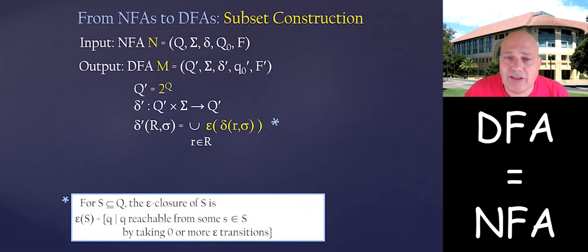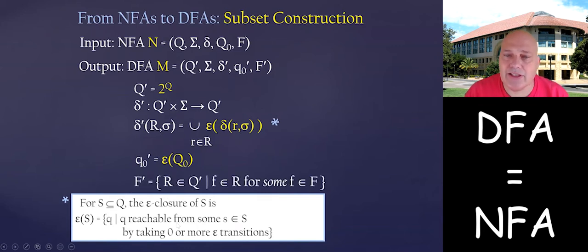Now, once we define the transition function of this DFA, we can define the start state and the accept states. The start state, Q0 prime, is the epsilon closure of all the start states of the NFA. So Q0 is all the states you can start with in the NFA, and you take their epsilon closure. And finally, accept states, F prime, are all the subsets that contain some accept state of the NFA.